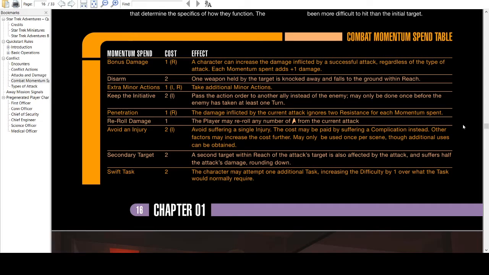The interesting one that I find is actually swift task, which allows you to perform 1 additional task. Also bear in mind that there is no possible way, at least by the rules, to allow you to perform a second combat task. You can possibly perform more minor actions. I believe that's by spending momentum, but this is the only way that you can actually perform an additional task, by also spending 2 momentum.